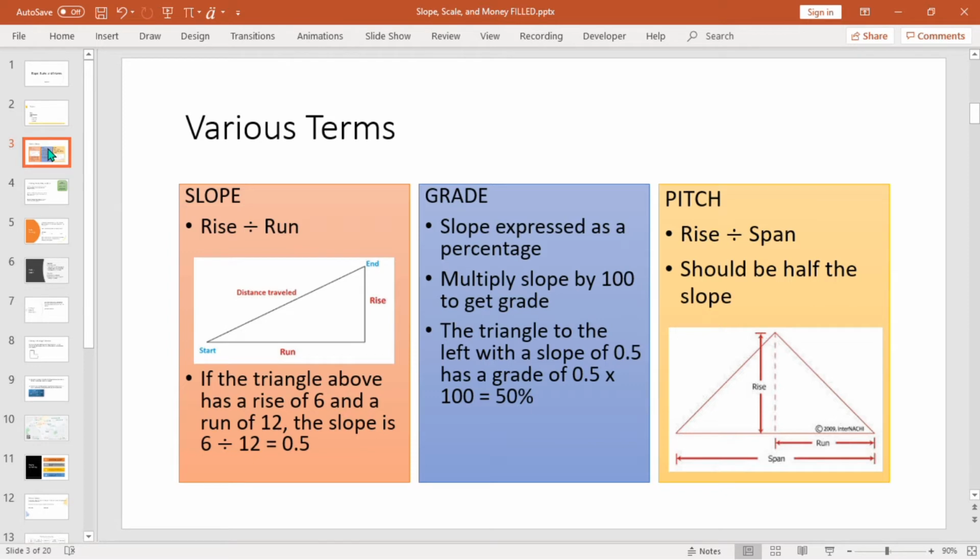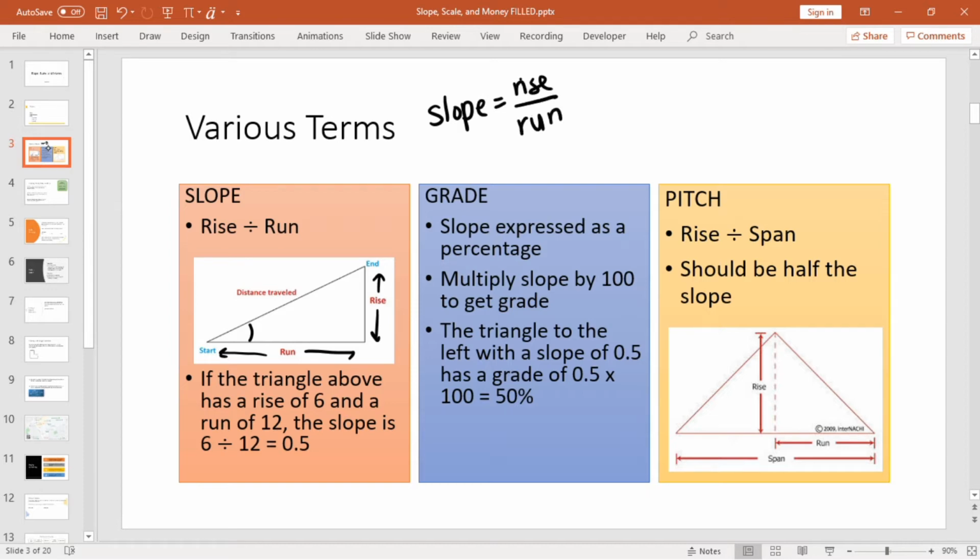Okay, so when I'm talking about slope, I'm talking about an angle, kind of. An incline, right? And we're talking about how much it rises in a certain amount of distance. We call that the rise, the vertical part, and we call the horizontal part the run. And the slope formula, and this goes for all math, is rise divided by run.